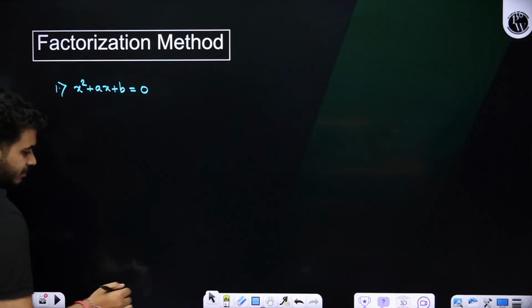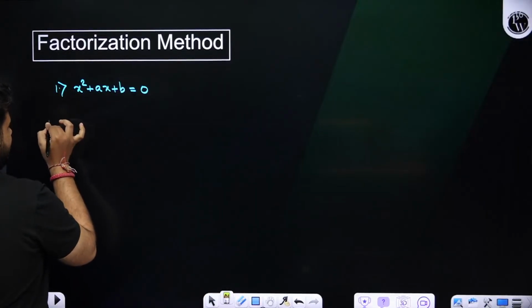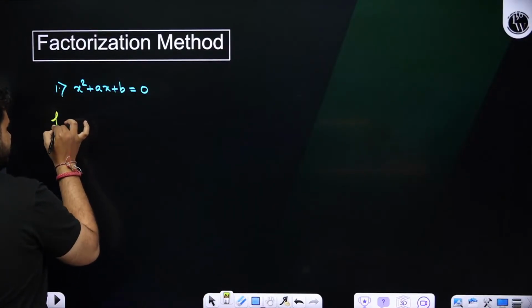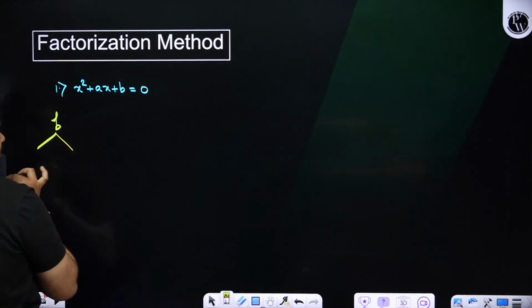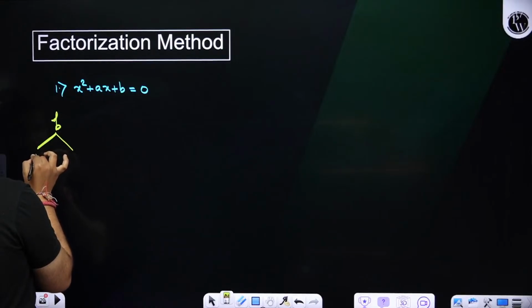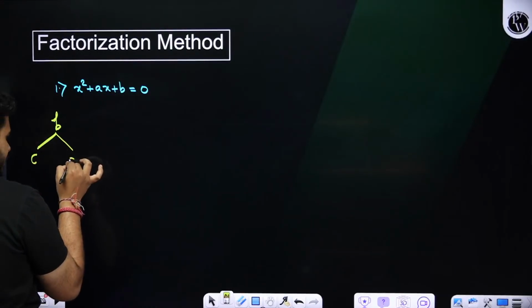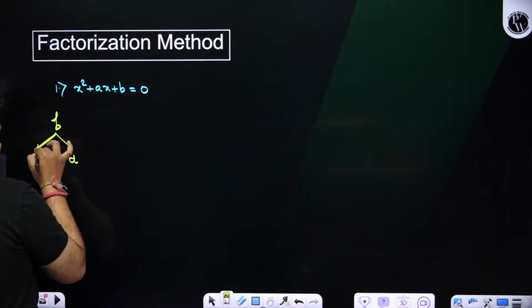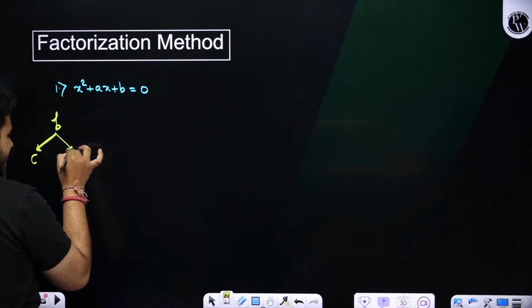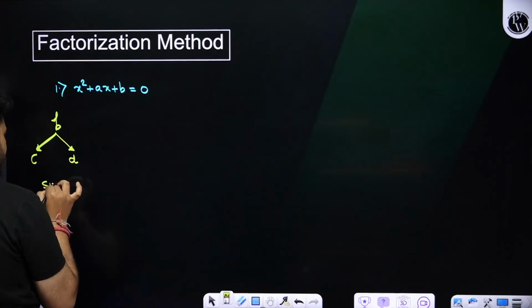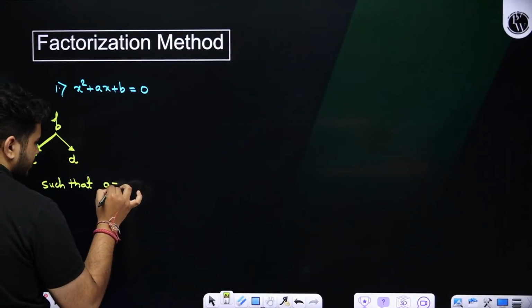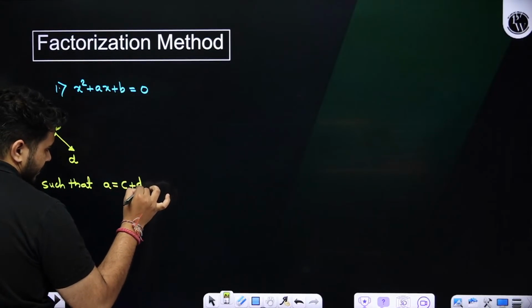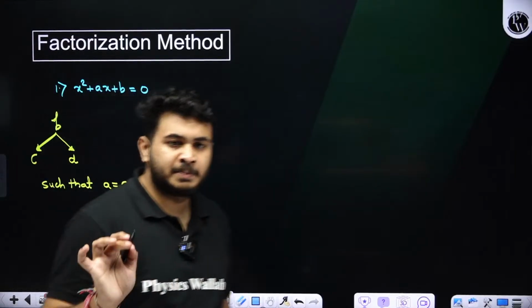So here, whatever the b is, students, I need to split it with the help of two numbers, suppose C and D, such that your a is equals to C plus D. Did you people understand this?